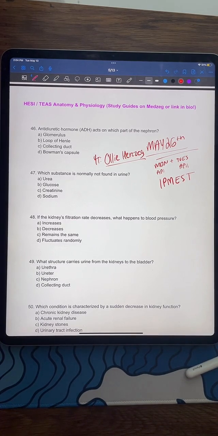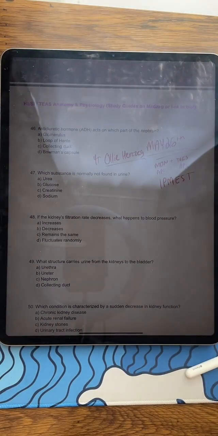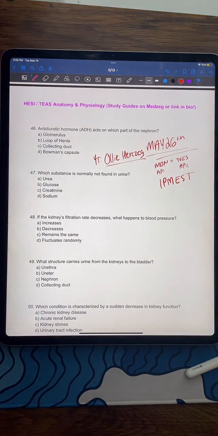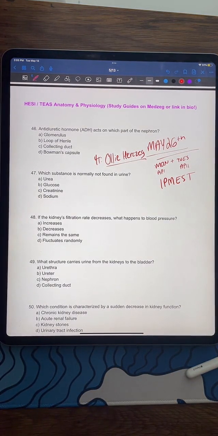Do I do NCLEX review? I do some pharmacology NCLEX review. In terms of that, I'll be working on that soon, though, to do some more NCLEX review.